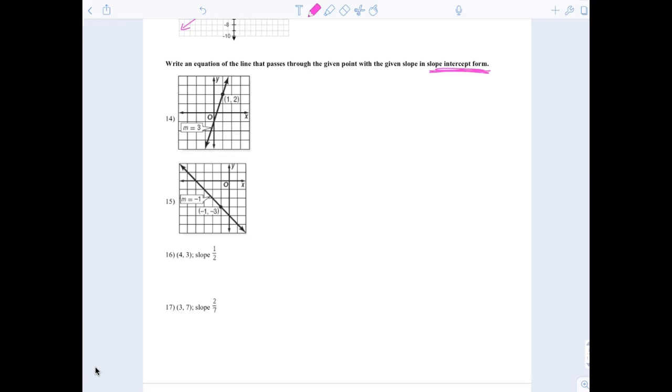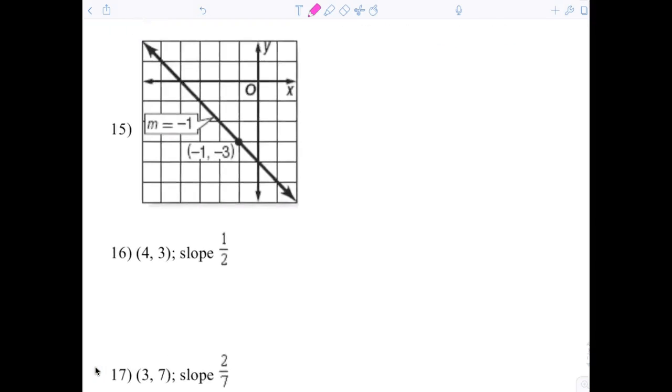All right, so what I want to do now is I want to knock out 15 because I think that's pretty easy. 17 is not easy because they don't give you the y-intercept. All right, so you have to use what form? Point slope. Why do we use point slope? Because there is a point and a slope. It doesn't give you the y-intercept. All right, but let's take care of 15.